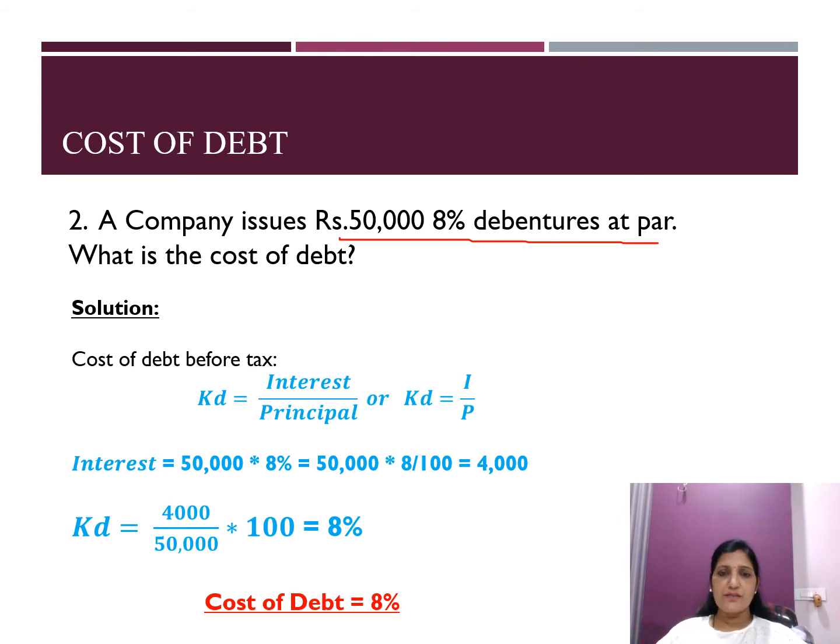So interest is 50,000 into 8%. Here it is 50,000 rupees, 8% debentures, so 8% of 50,000, that is 50,000 into 8 divided by 100. So how much is the interest? 4,000. So KD is equal to 4,000, which is the interest amount, divided by 50,000 rupees, the principal we have taken over here, into 100. So we'll get 8%. So this is the cost of debt.